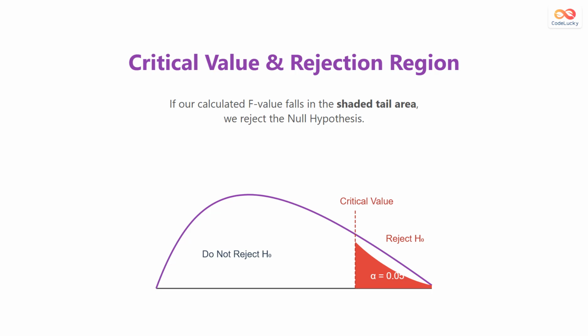Finally, to make a decision, we look at the critical region. If our calculated F-value falls into the shaded tail area on the right, it is greater than the critical value. This means the probability of seeing such a ratio by chance is very low, and we therefore reject the null hypothesis.